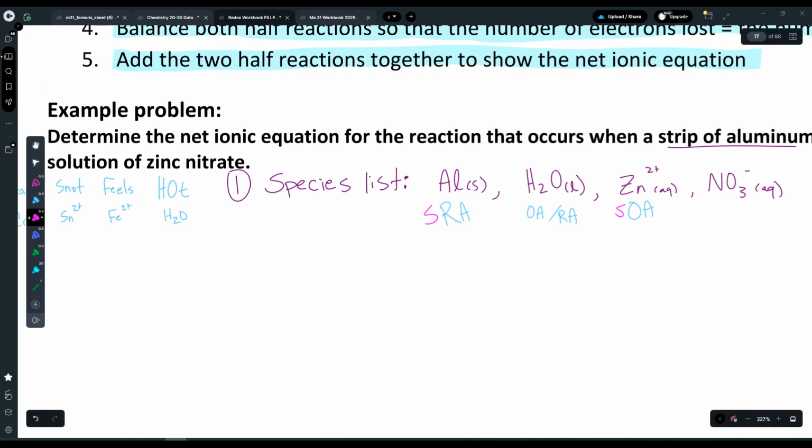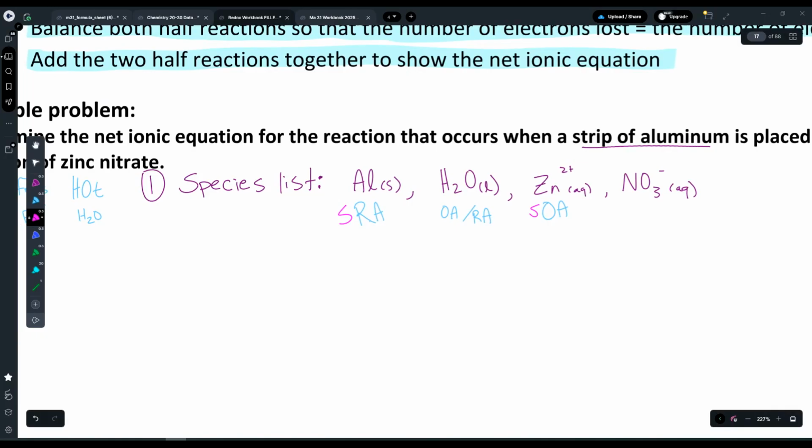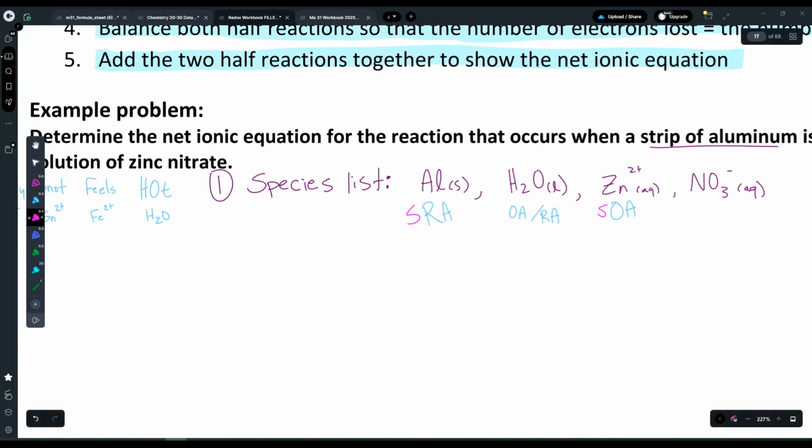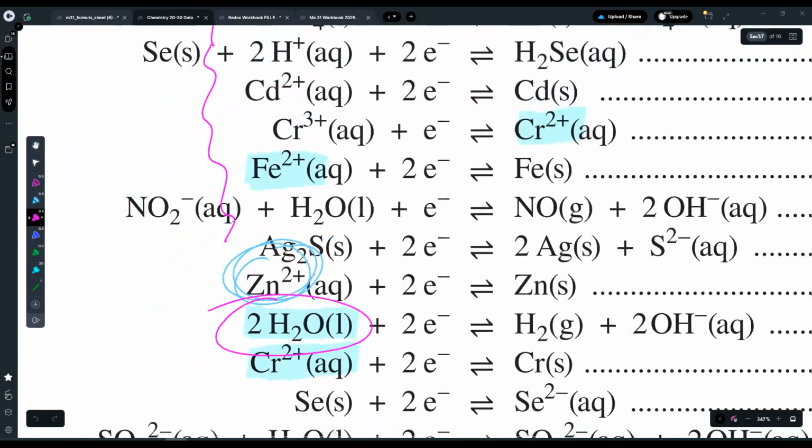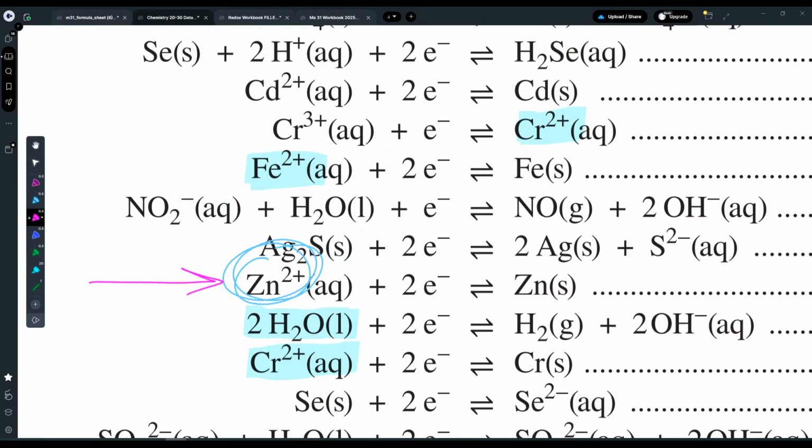So I'm just going to arbitrarily choose to use the strongest oxidizing agent reaction first. That's zinc's reaction. If I go back here, I'm using this reaction right here, so I'll get rid of all this extra stuff. Okay, so I'm going to go zinc 2+ plus 2 electrons gives me zinc solid.